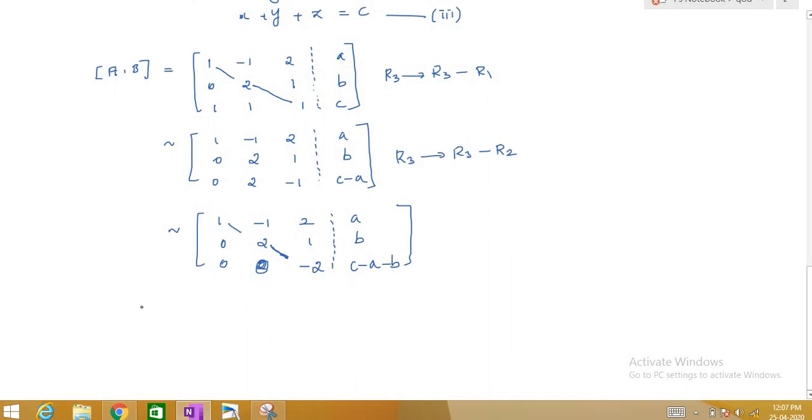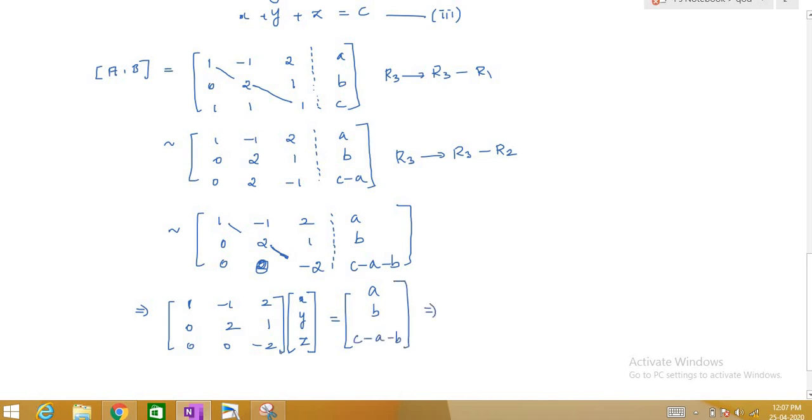So we change this back to the matrix form: 1, minus 1, 2; 0, 2, 1; 0, 0, minus 2, times x, y, z, equal to a, b, c minus a minus b. In backward substitution, we have minus 2z equal to c minus a minus b. So z is equal to c minus a minus b by 2.